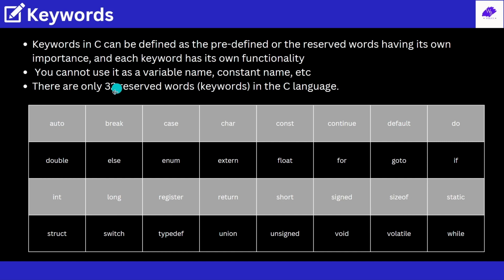There are a total of 32 reserved words in C language that are listed below, so you can't use any of them as a variable name or as any method name, because it will create confusion for C language to compile, and it will throw an error at compile time.